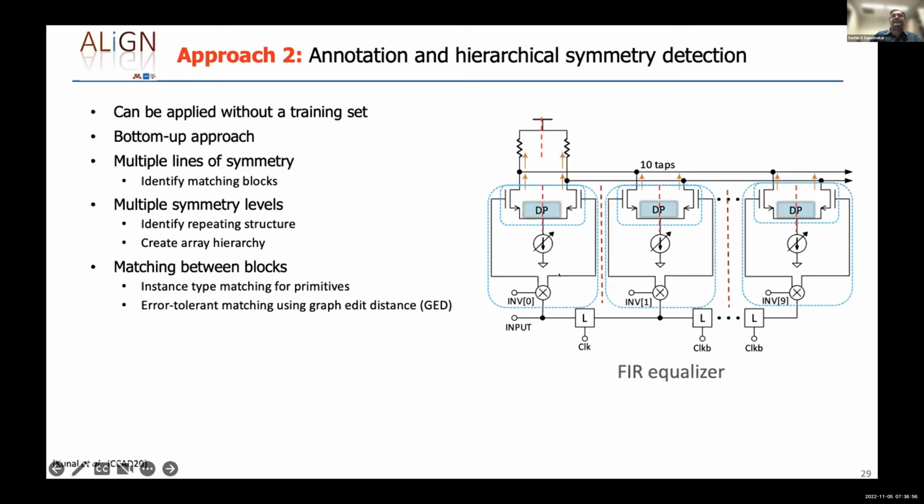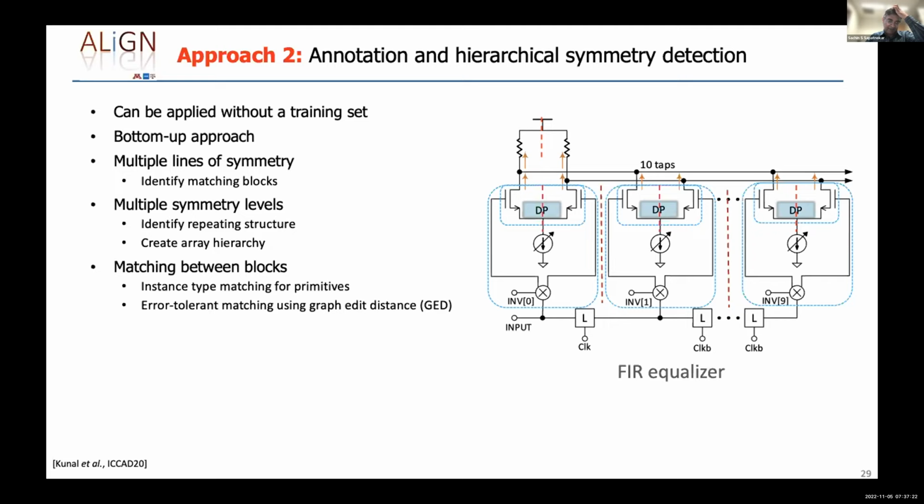Sometimes the similarity is just that. It's a similarity, but not a congruence. So for instance, for an FIR equalizer that we were looking at, some of these current sources used 7 bits, some of them used 5 bits. And that depends on whether it's working on the main cursor or a precursor or a postcursor, and which precursor and postcursor it's working on.